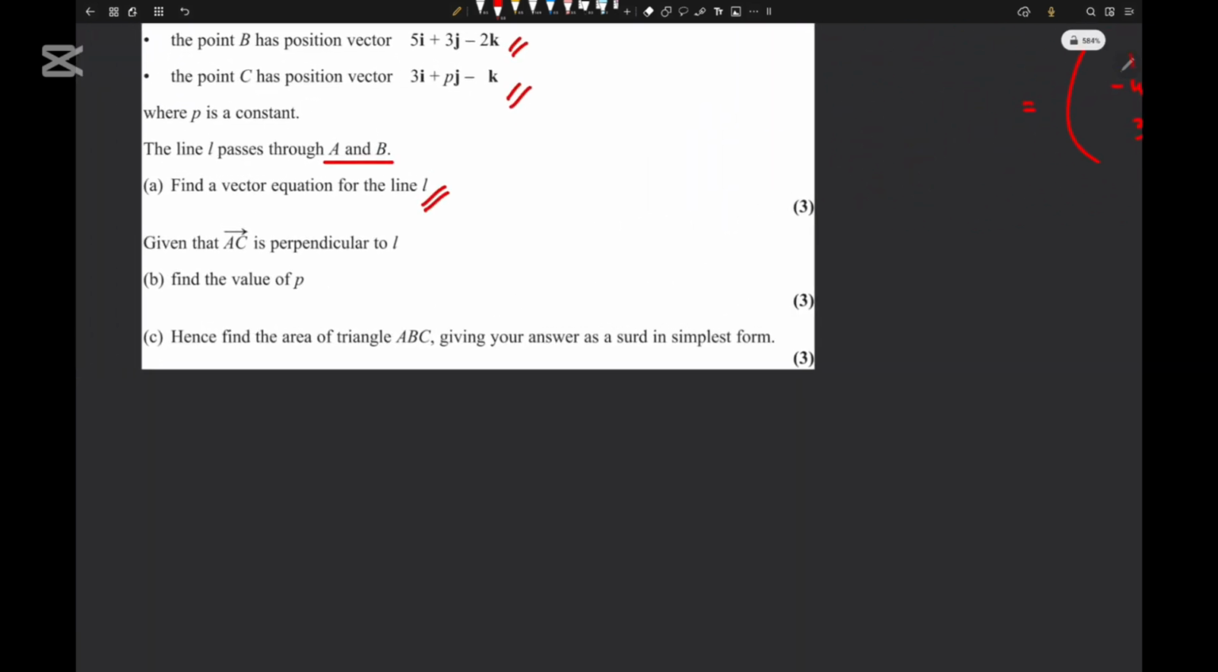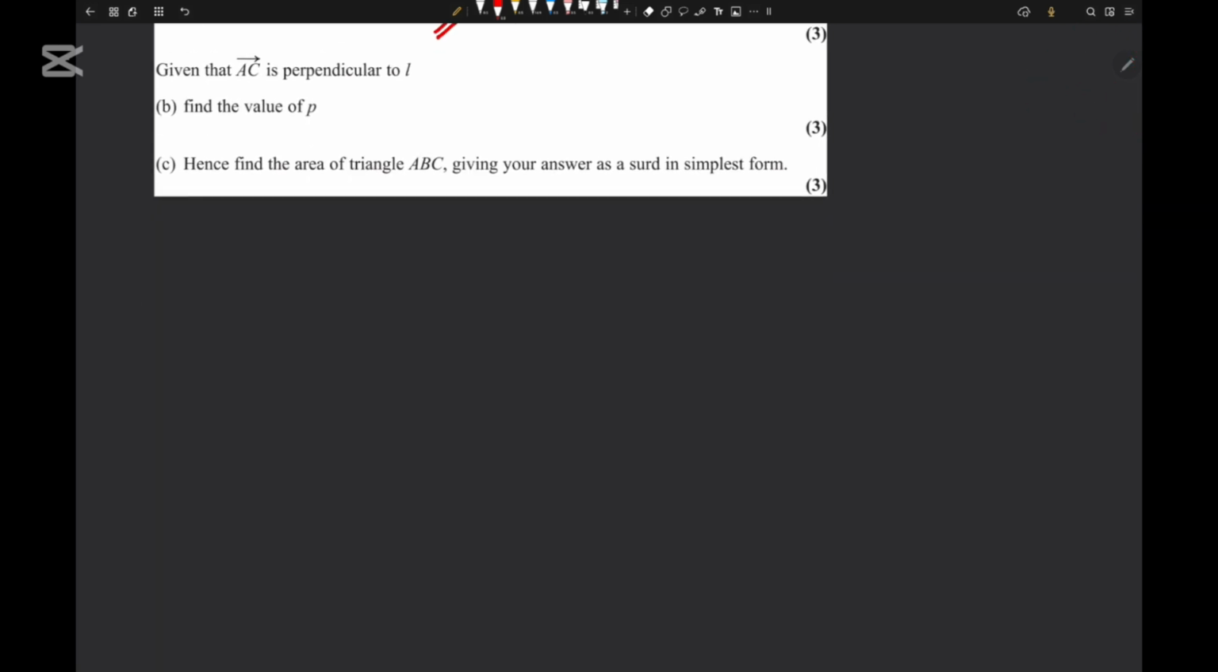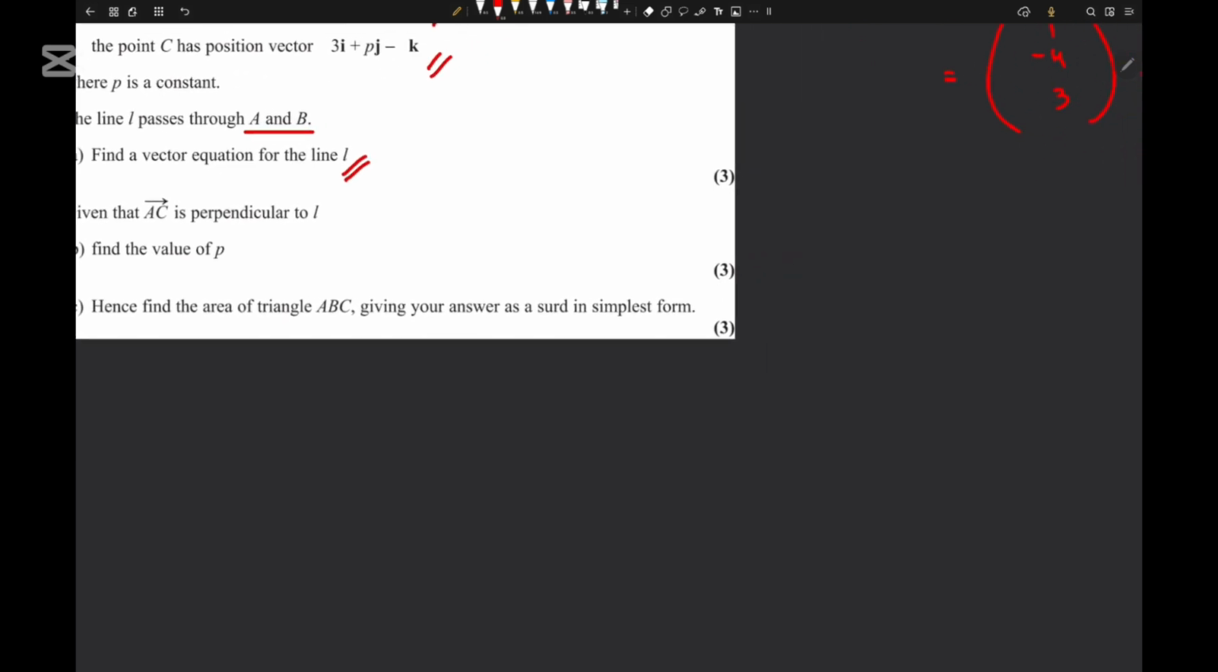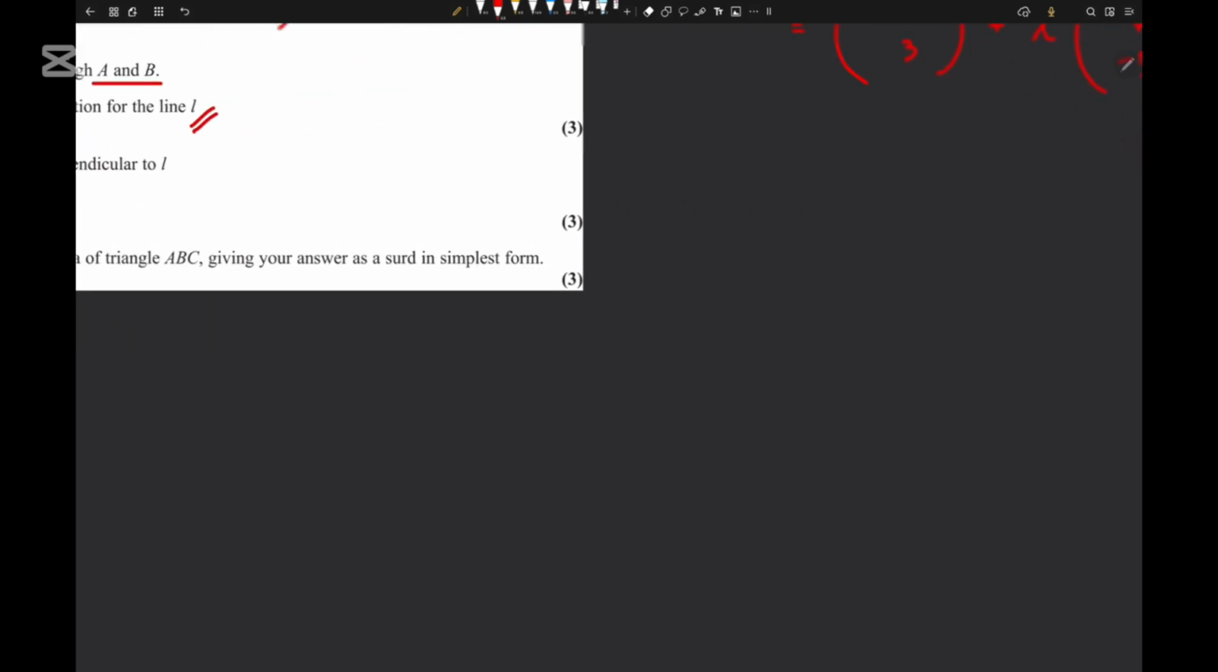Now given that the AC vector is perpendicular to line L, let's first find out the AC vector.